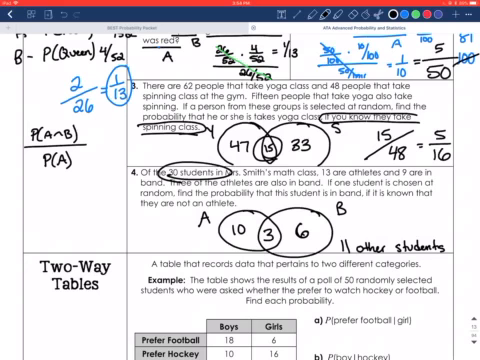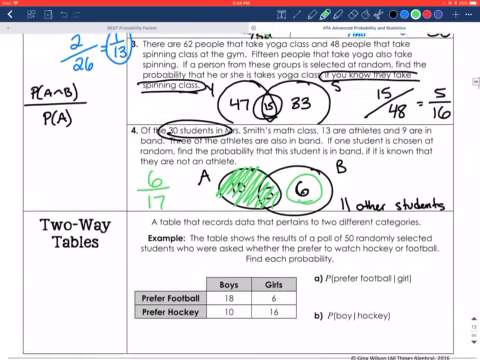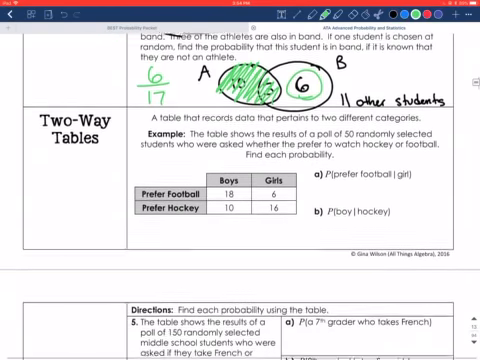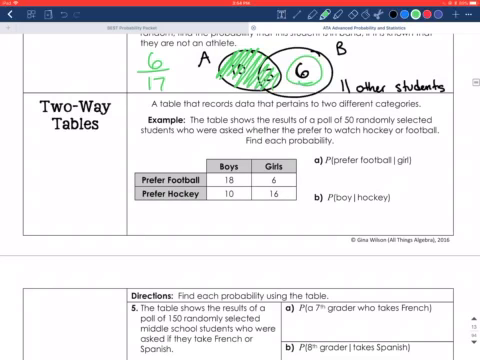So find the probability that this student is in band if it's known that they're not an athlete. Okay, so how many students are not an athlete? If we just mark out this athlete circle right here, how many are not athletes? We know that that is 17. Okay, so what's the probability that they are in band, given that they're not an athlete? Well, there's 6 of those in band. Okay, so I think that's going to be a lot easier for you guys to keep up with instead of doing the formula, especially when it comes to these Venn diagrams.